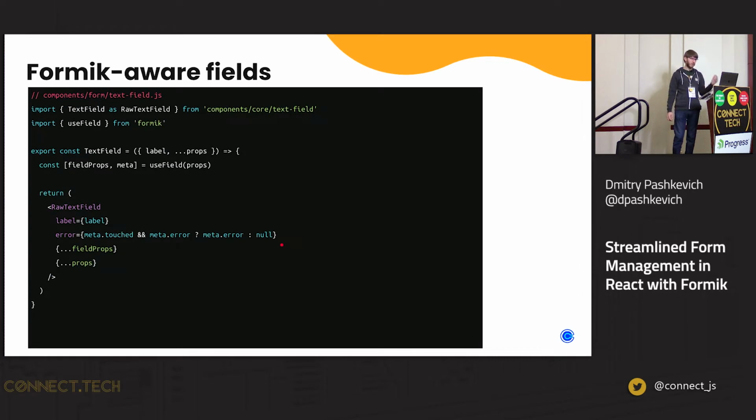So assuming we have an existing text field, and in my example, I'm putting it in components, form, text field. We're importing that, I'm renaming it as raw text field. And then Formik gives us a series of useful hooks that we can use to connect our fields to Formik context. So useField, the first thing that it returns is all those props that connect the fields to the value from Formik and all the event handlers. And we're just putting these props on our original field component. And then we're putting any custom props on top of that so that our field is still customizable.